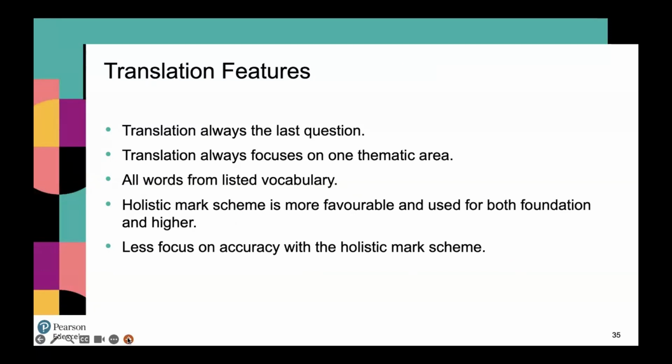So what about some of the features of our translation? It's always the last question, so the students can concentrate on the writing skills first. It's always focusing on one thematic area. All the words are from listed vocabulary, whether it's foundation for foundation tier or higher for higher tier. It's a holistic mark scheme, which is more favourable and is used for both foundation and higher tier. It has less focus on accuracy than using an individual mark scheme for each sentence.